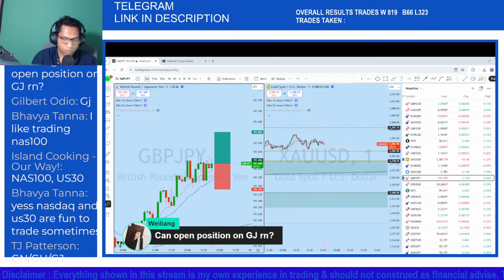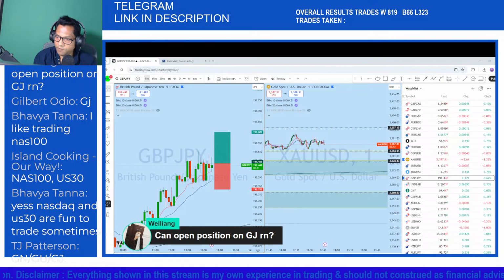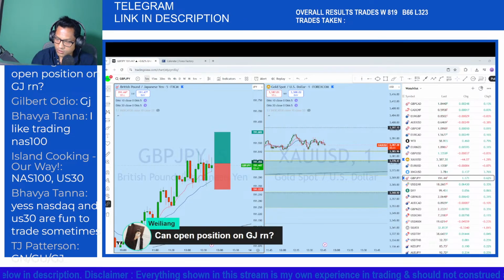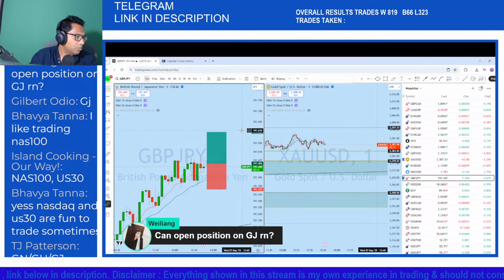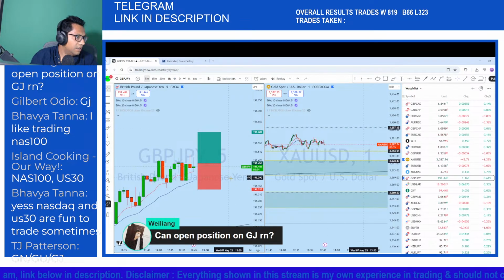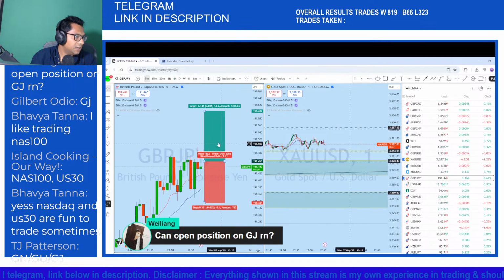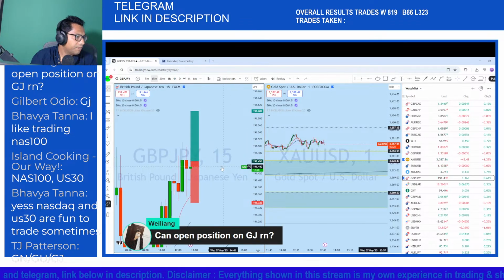So buying at 191.45, stop loss at 191.33, TP target 191.60. So we can see there is a consolidation and expecting it to break above.